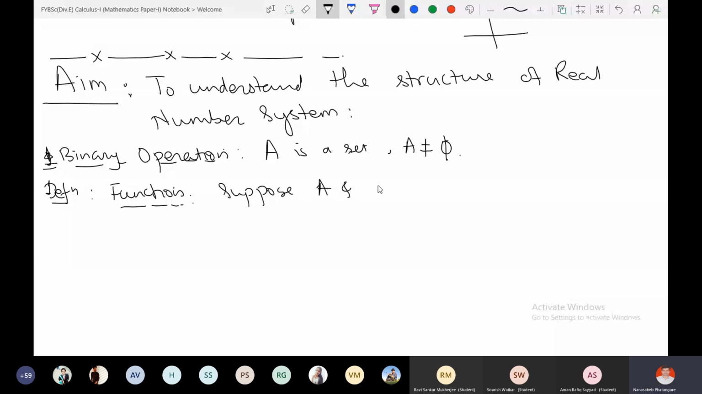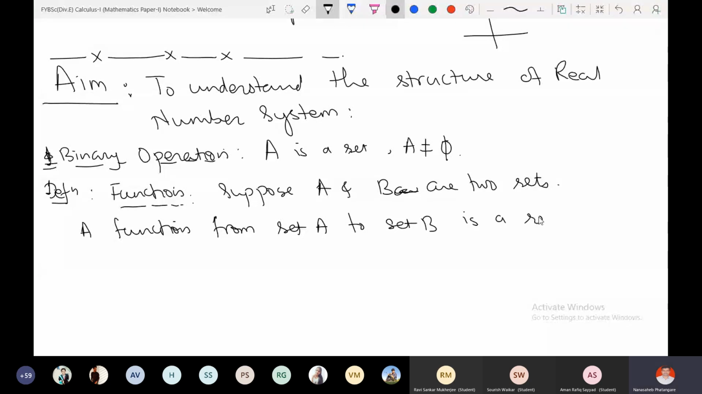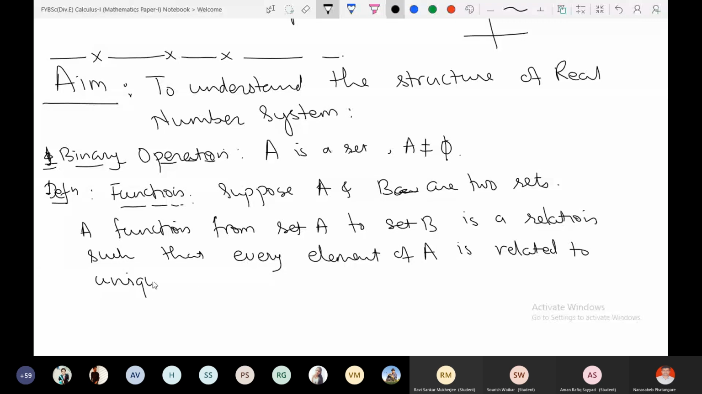Suppose A and B are two sets. A function from set A to set B is a relation such that every element of A is related to a unique element of B. Every element of set A is related to a unique element of B.